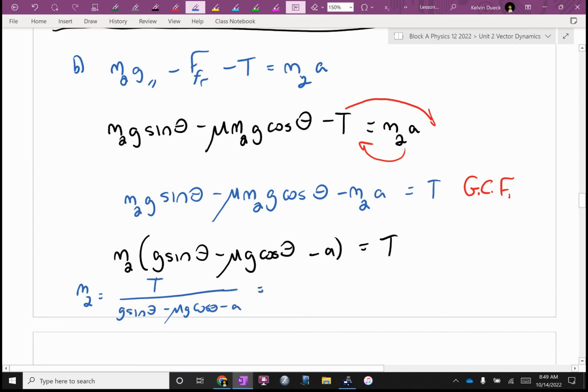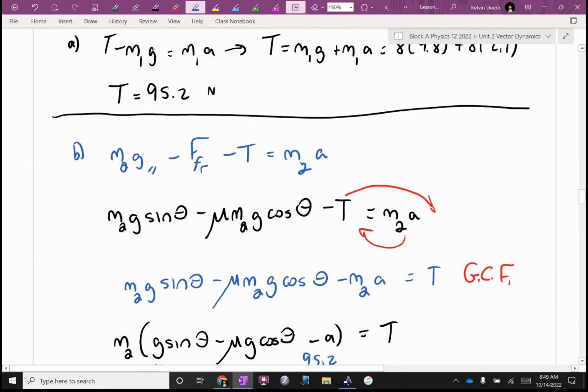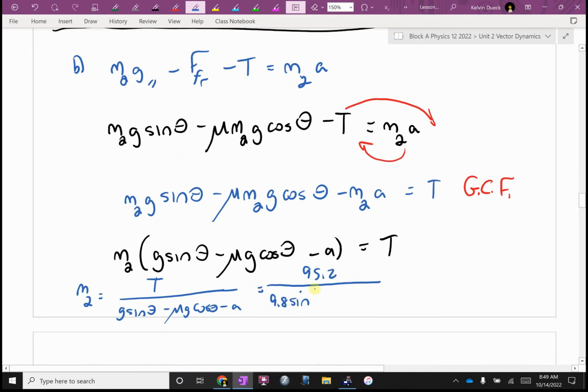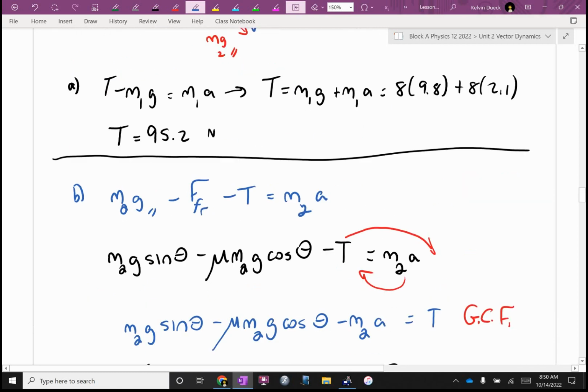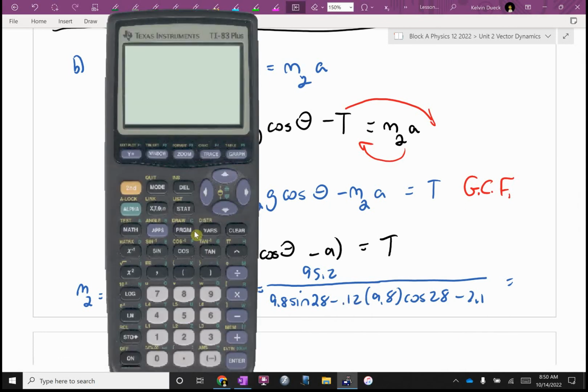Kind of running out of room here. What was tension? 95.2 on the FM dial. G, 9.8. Sine, what was theta? They told me 28 degrees. Minus 0.12 times 9.8 cos 28 degrees. Minus, and what was the acceleration, Mr. Dewick? 2.1. This whole thing is on the bottom of the fraction. Whew! I can do this.